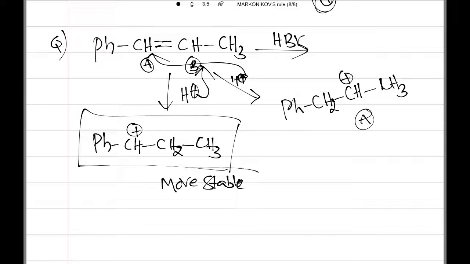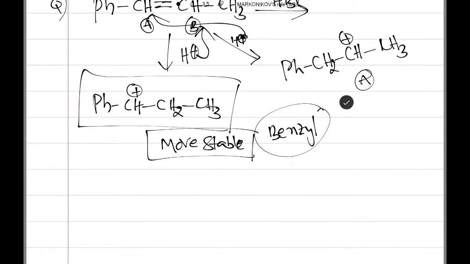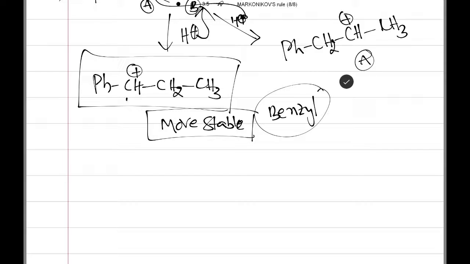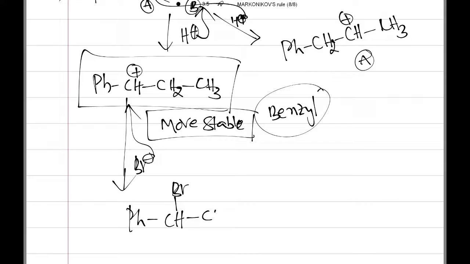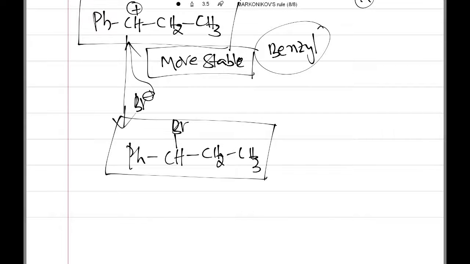Due to resonance, this is the benzyl carbocation, so that is the most stable carbocation. After this, bromine is attached to that carbon, and we can get this product: PhCHBr, next CH2, next CH3. So this is our product of the reaction. Remember this one carefully.